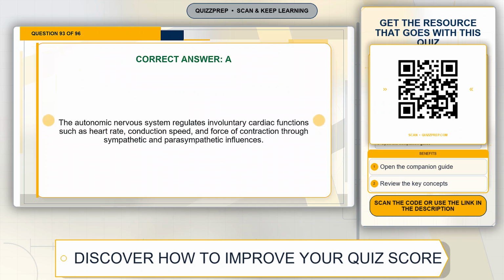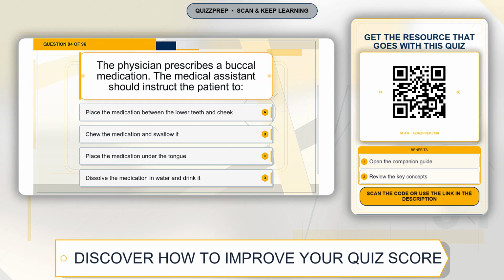Explanation. The autonomic nervous system regulates involuntary cardiac functions such as heart rate, conduction speed, and force of contraction through sympathetic and parasympathetic influences.